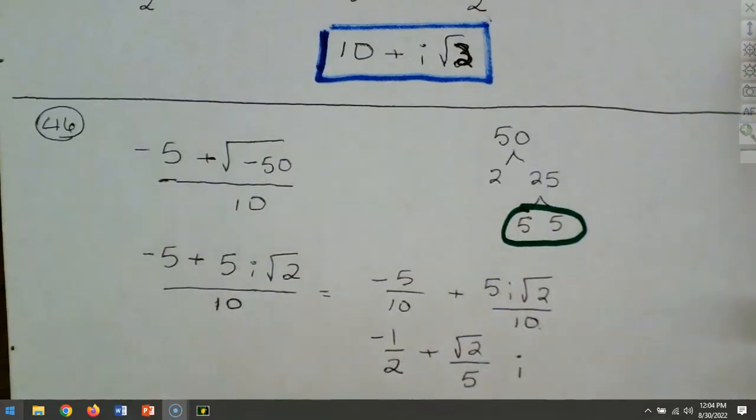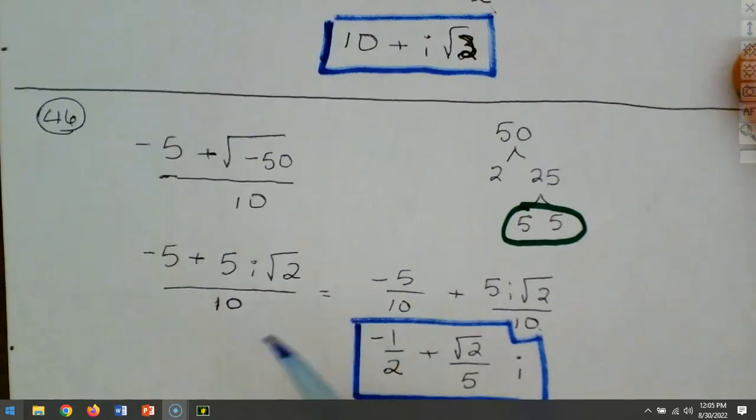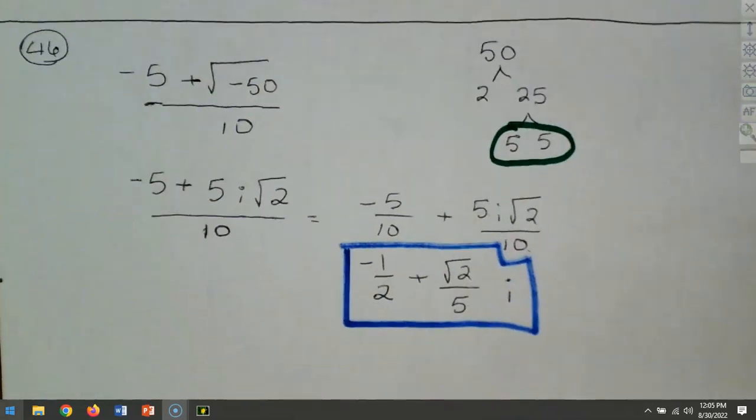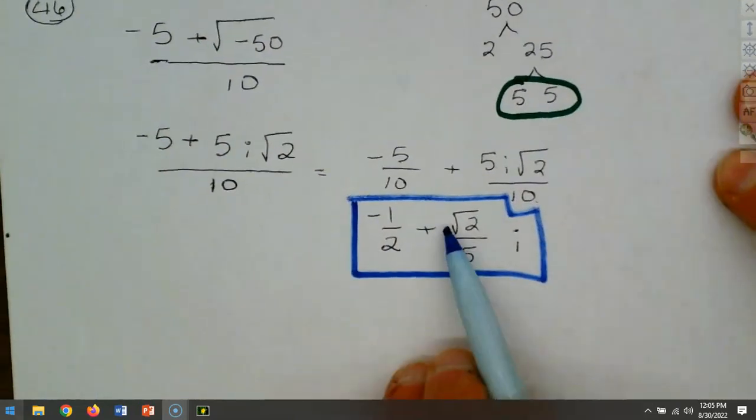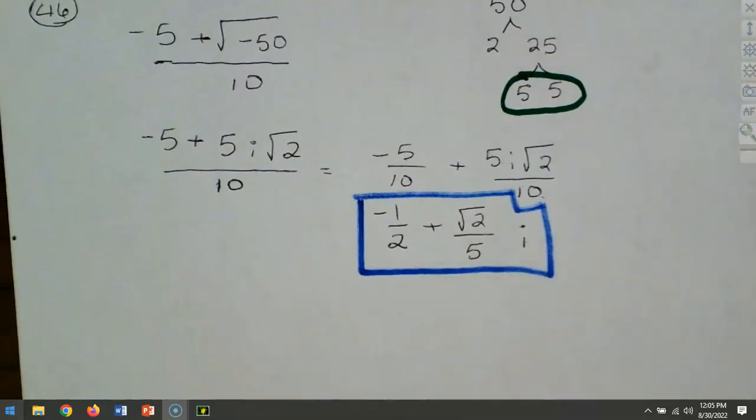You can put the i either right in front of that square root, or you can put it at the end. Normally, if we have a fraction, we put the i at the end. As long as the i is there, I'm okay with it if you want to put it in front or if you want to put it behind the fraction. But as long as I can find an i, that's all I'm looking for.